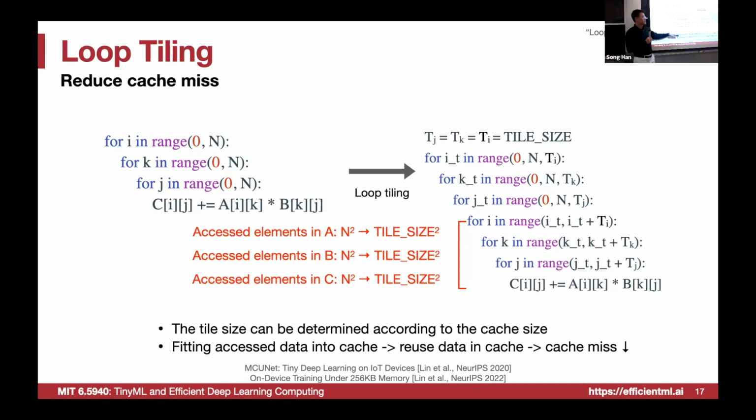And the tile size can be determined according to the cache size. Make sure the tile size is small enough that we can fit the working set of data into the cache. We reuse the data in the cache as much as possible, therefore reducing the cache misses.